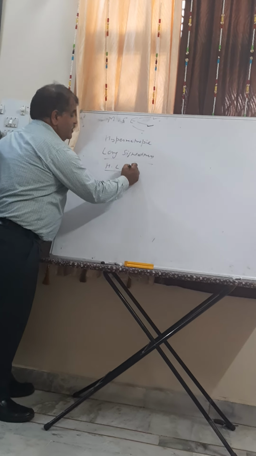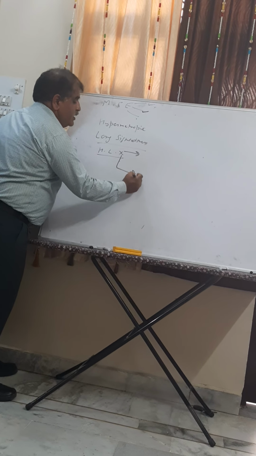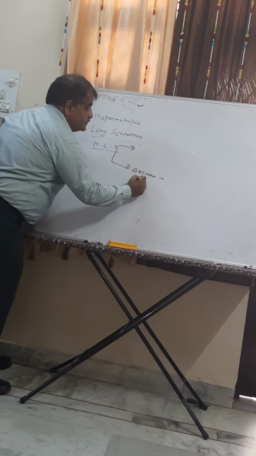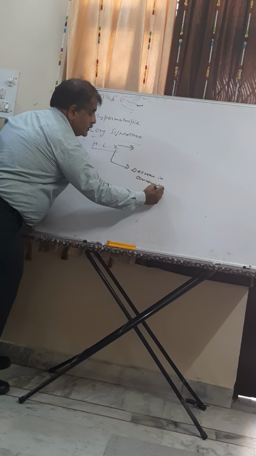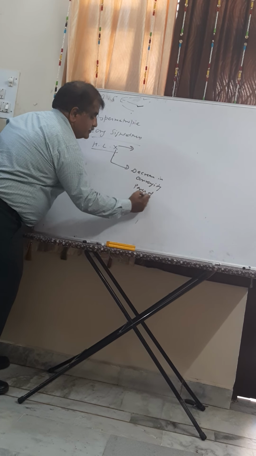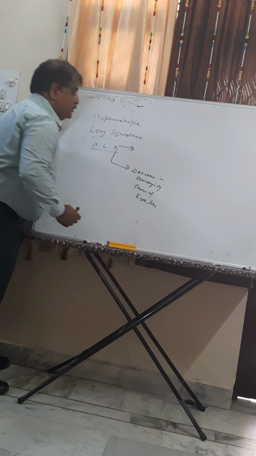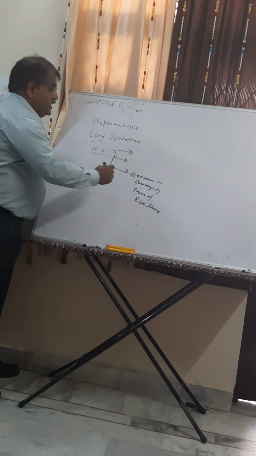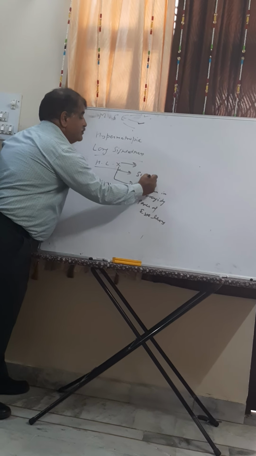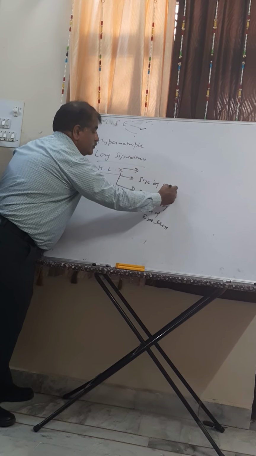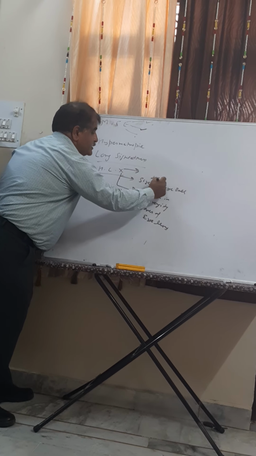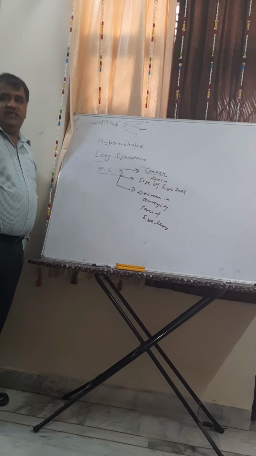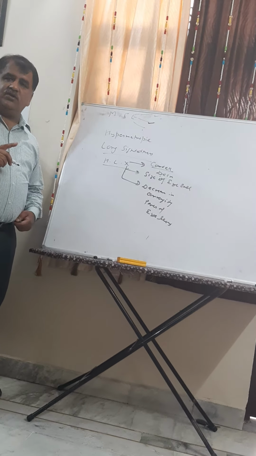So for X, I told you three things. Number one, decrease in converging power of eye lens. Number two, decrease in size of eyeball. And for correction, we'll be using convex lens. Up to this, is it clear to all of you?